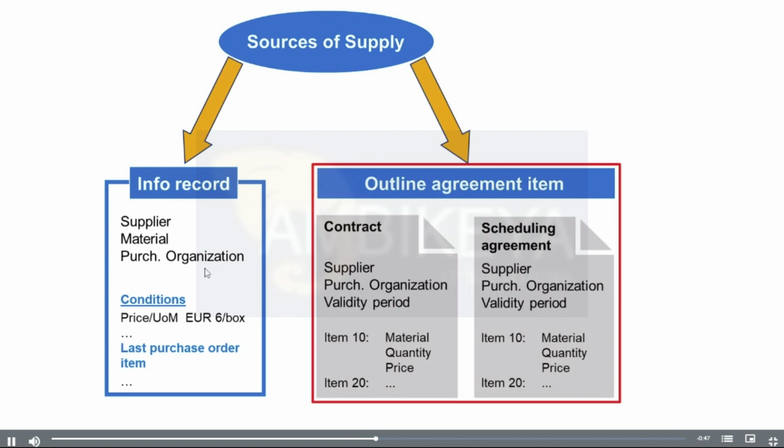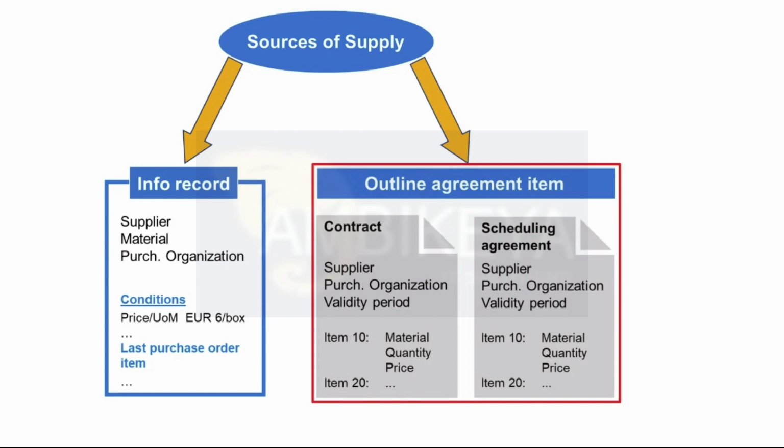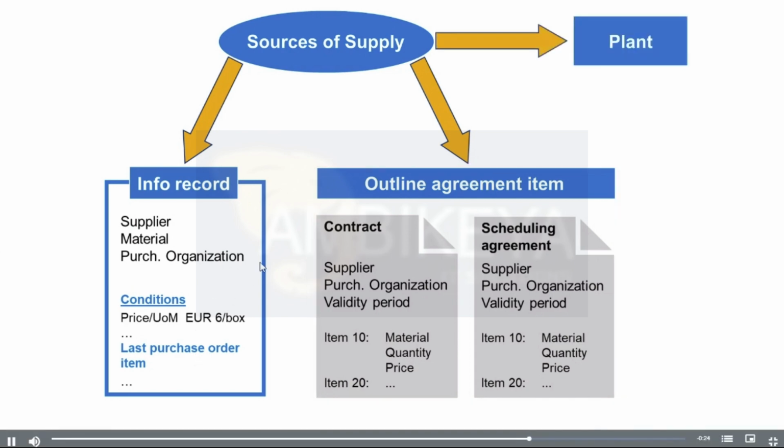An outline purchase agreement is a long-term agreement between a purchasing organization and a vendor covering the supply of materials or the provision of services, subject to predetermined conditions. These apply for a predefined period and a predefined total purchase quantity, or a certain total purchase value. The two types of outline agreement are contracts and scheduling agreements.